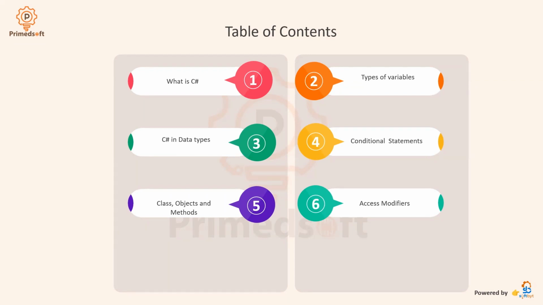So today you will understand what C# is, what a variable is and the types of variables. You will understand what a data type is. You will get to know conditional statements in C# programming. You will understand what a class is, what an object is, and what methods are. We'll also be walking you through access modifiers and the different types of access modifiers. So let's dive straight into it.